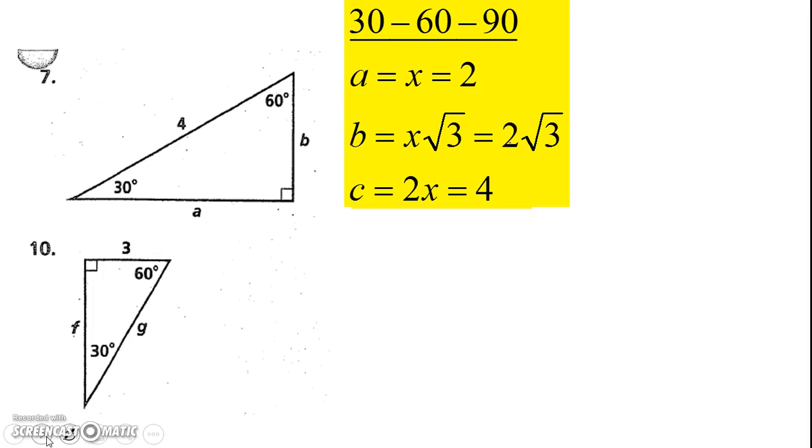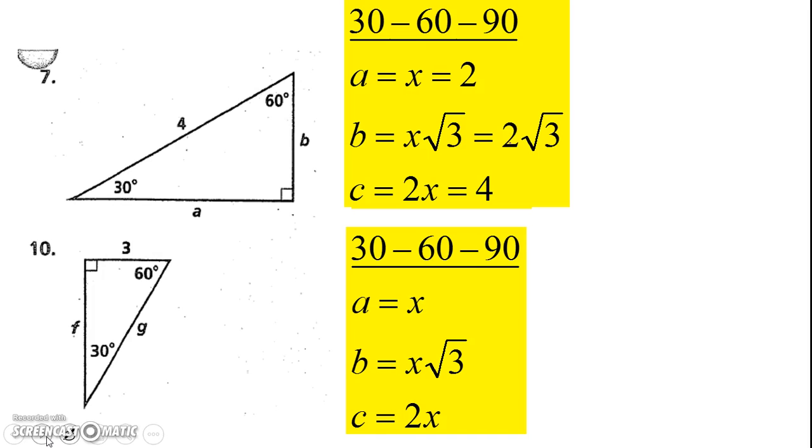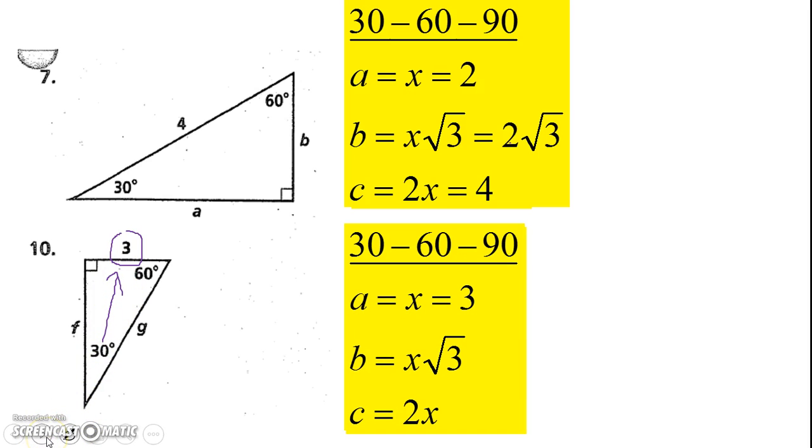Now we go down to number 10. It's a 30, 60, 90. Do I know A, B, or C? In this case, I have the value across from the 30 degrees. So that means that I know that I have A. So A is 3. Well, if A is 3, B is 3 root 3, and C is 6.